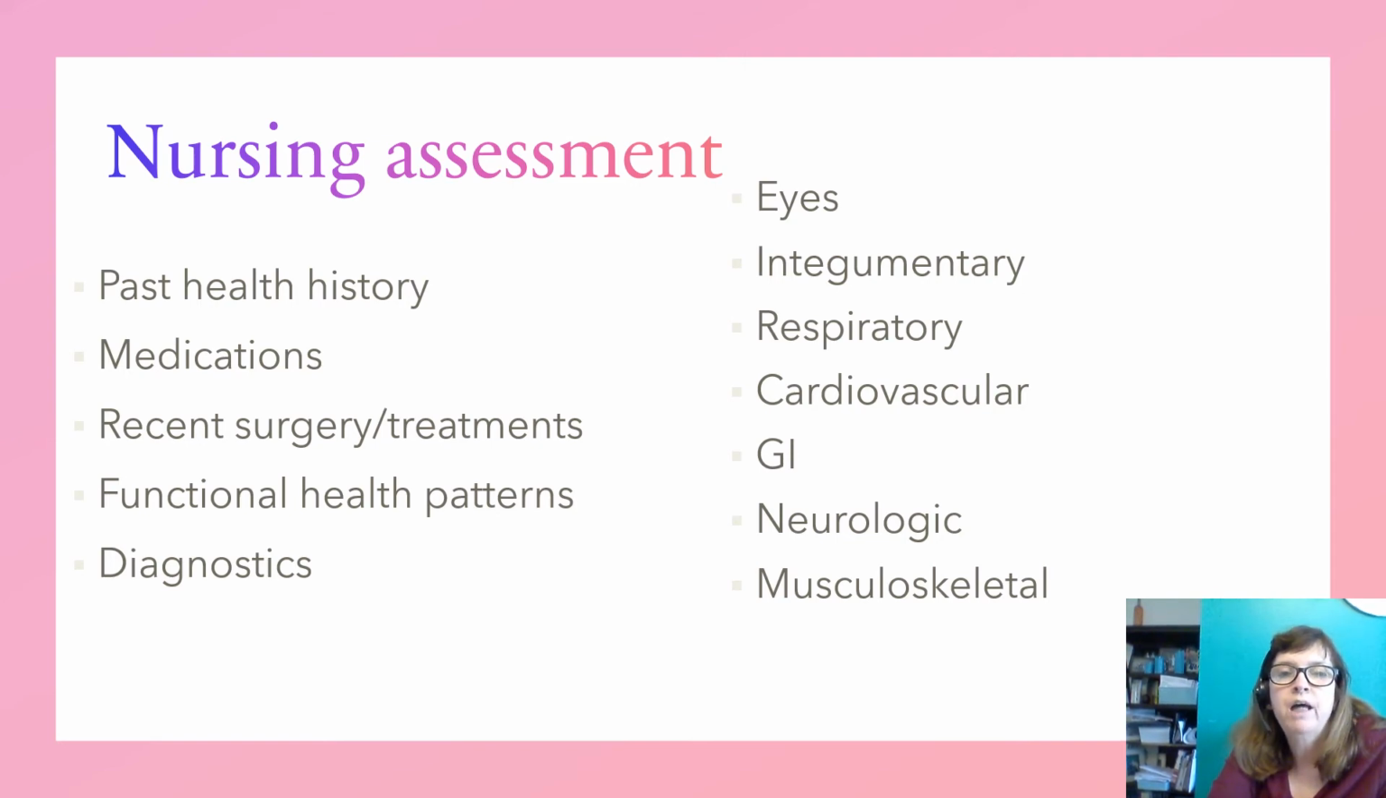Some subjective data includes their functional health patterns. So how do they perceive their health? What's their family history? What are their metabolic and nutritional needs? Are they obese? Have they had a weight loss or gain? Thirst, hunger, nausea, vomiting, poor healing, dietary compliance, elimination. Are they constipated? Do they have diarrhea, frequent urination, things like that?